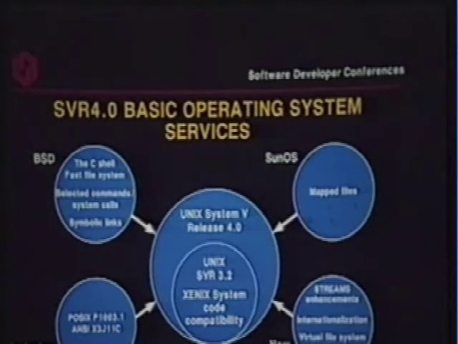I now want to take some time to discuss the different features of Unix System 5 Release 4, and I'll speak about them in terms of different groupings. The first of these groupings is the basic operating system services. And in Unix System 5 Release 4, we're building upon the basic capabilities implicit in Unix System 5 Release 3.2, especially the Xenix system code compatibility. This is source code compatibility for systems other than the 386, but also for the Intel 386 binary code compatibility for Xenix system applications.